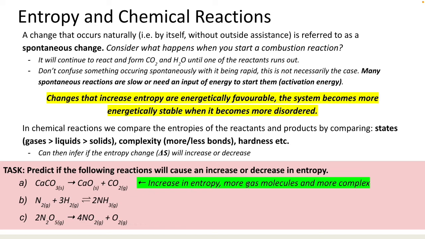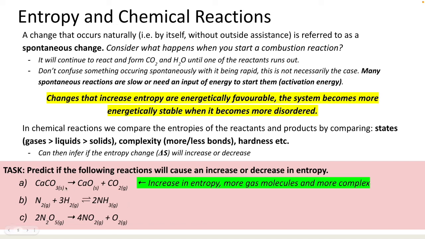Why would we predict an increase in entropy? Well, because we've got a solid on the left-hand side. On the right-hand side, we've got solid, but we've also got a gas. And we've been talking about the idea that gases can have more microstates than solids can, more complex, more disorder, increase in entropy there. We also have more complexity. We've got more bonds. You can think about inter and intramolecular bonds, or bonds between substances in the reaction. More bonds, more microstates with the energy in those bonds.